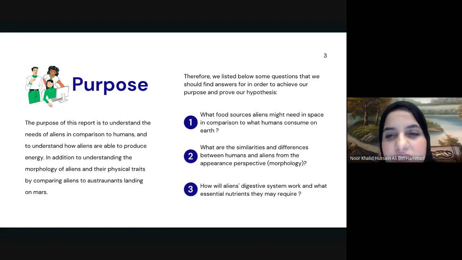Therefore, we listed below some questions that we are trying to find answers to and prove our hypothesis. The first one: what food sources might aliens need in space in comparison to what humans consume on Earth? What are the similarities and differences between humans and aliens from the appearance perspective, the morphology? And how will aliens' digestive system work and what essential nutrients may they require?